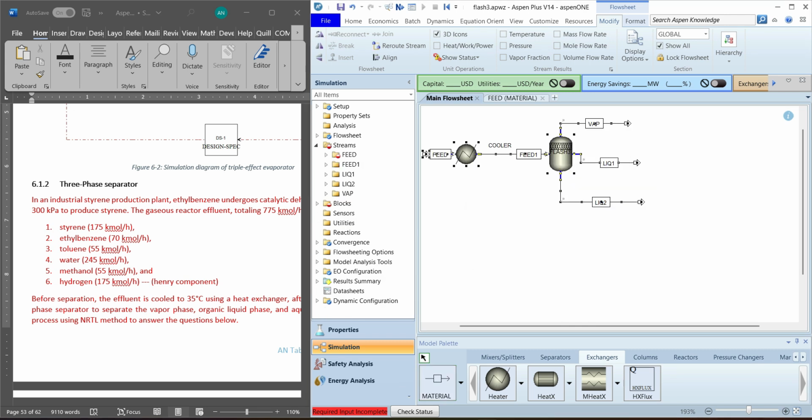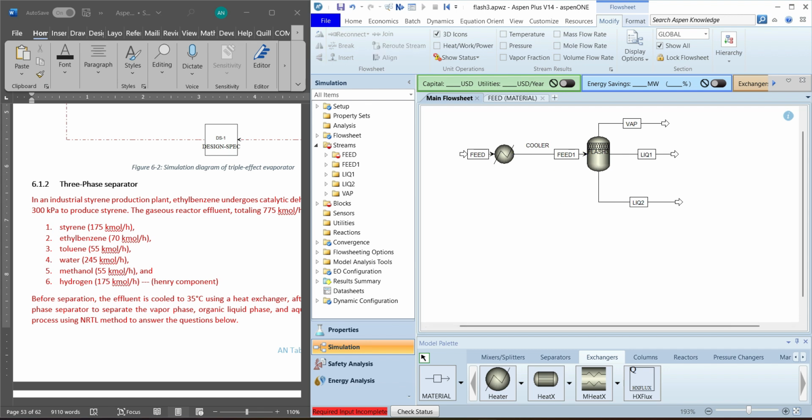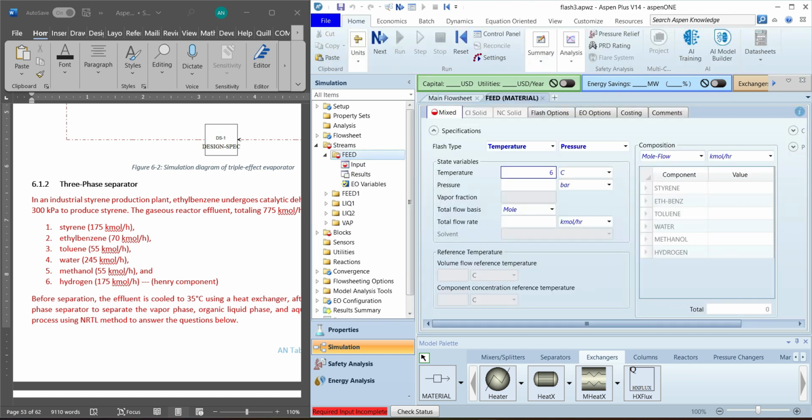Control A, Control B and Control J. So let's define the specification of the feed stream. The temperature is 600 degrees Celsius. The pressure is 300 kilopascal. The molar flow rate is given, so we can directly define the molar flow rates in the composition tab. 175, 70, 55, 245, 55 and 175.